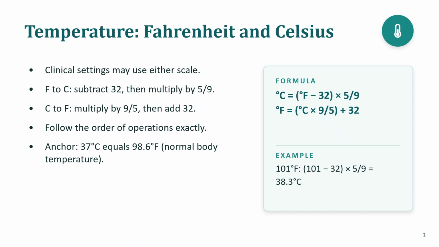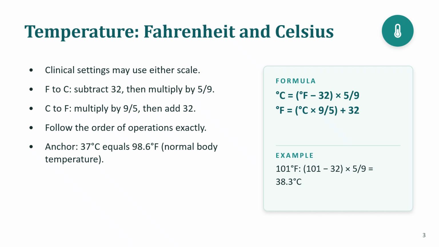Let's start with temperature, Fahrenheit and Celsius. Clinical settings may use either, so you need both directions. To go from Fahrenheit to Celsius, subtract 32, then multiply by 5/9. To go from Celsius to Fahrenheit, multiply by 9/5, then add 32. The order of operations matters, so follow it carefully.